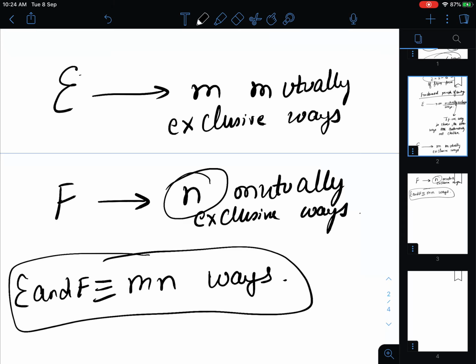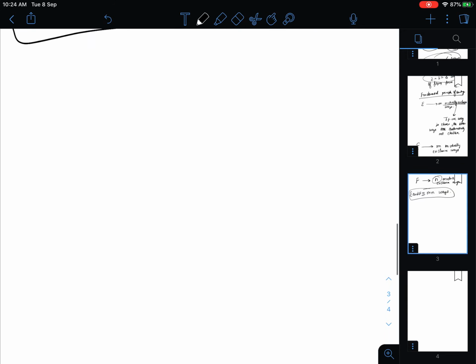Okay, now I will illustrate this principle by a few examples. A proper understanding of all these illustrative examples would go a long way in making the subject of counting fully comprehensible. Okay, so let's start with a few simple ones.